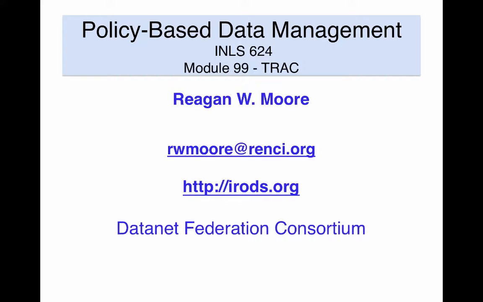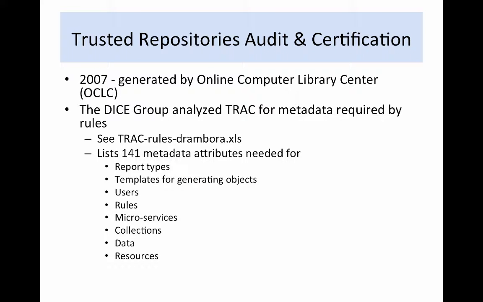TRAC is the Trusted Repositories Audit and Certification Standard for auditing the trustworthiness of repositories. Can the TRAC audit checklist be implemented as computer actionable rules? In 2007, the Online Computer Library Center, OCLC, generated the TRAC standard. They provided a list of requirements for assessing trustworthiness.